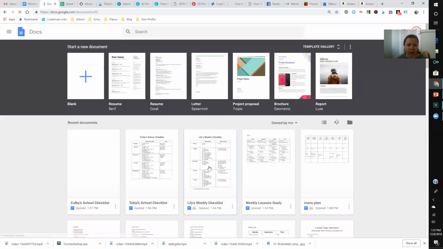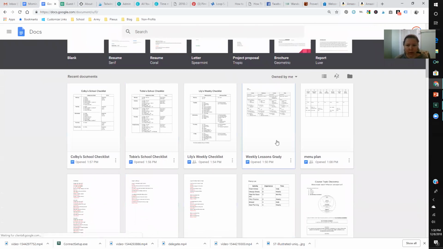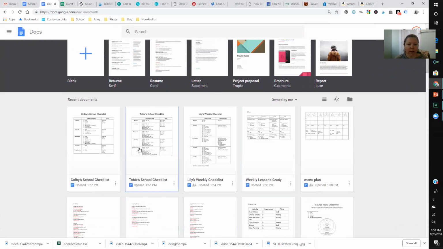I like having it broken up by each grade, but yet it's all right here, so I can look at it easily. So anyway, that was a lot of information.